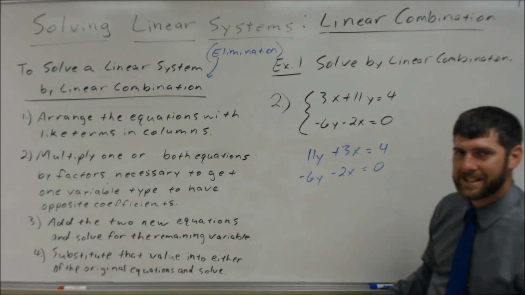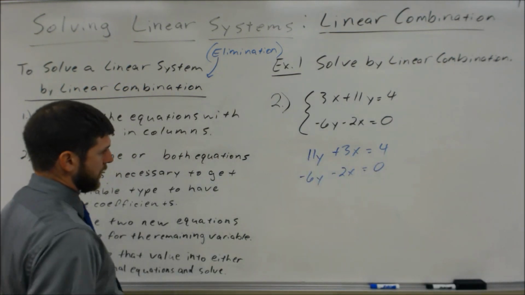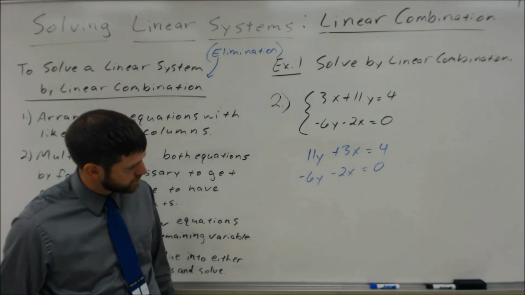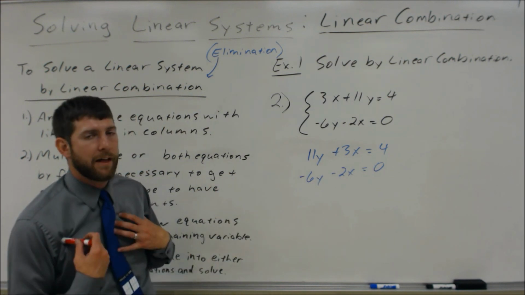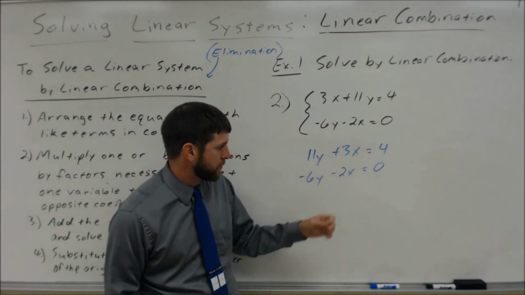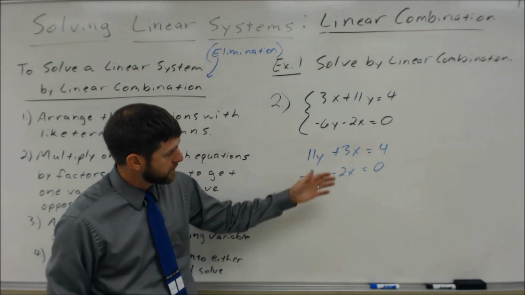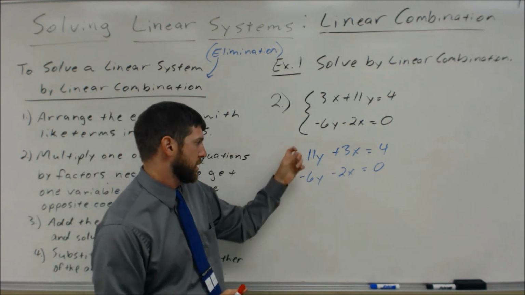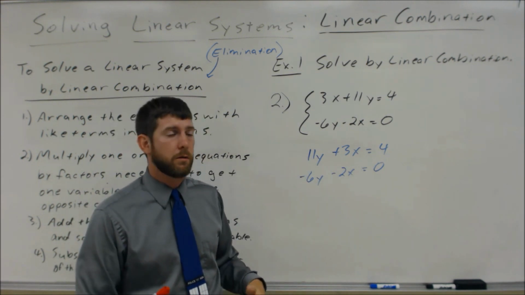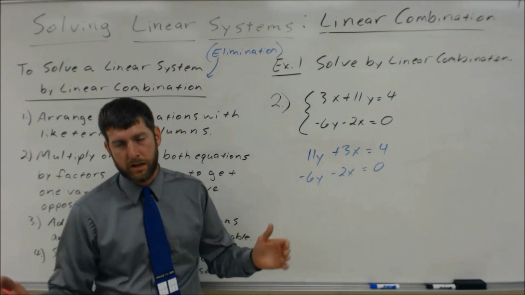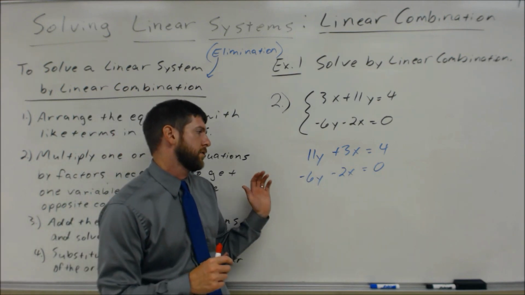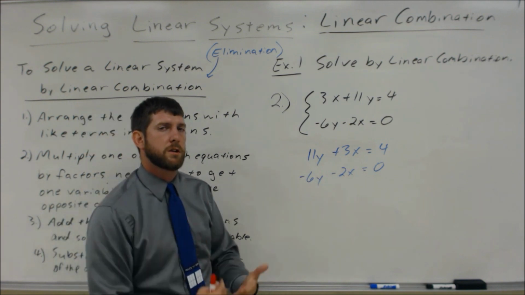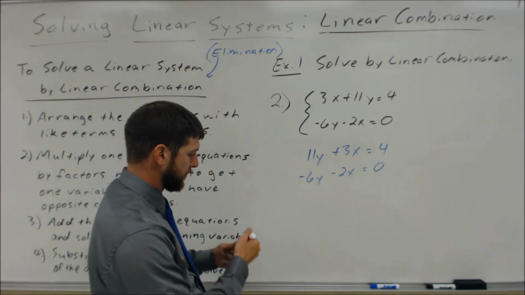So first step is taken care of. Step two is let's get opposite coefficients. So pick any variable that you want in this problem to get rid of. I think, again, x's are probably your best case because getting 3 and 2 to be the same number is a lot easier than getting 6 and 11. But you know what? I'm going to do 6 and 11 just to show you that you can do it that way, because I'm going to bet most of y'all probably just did that with the x's. So I'm going to show you the other side of it with 6 and 11.